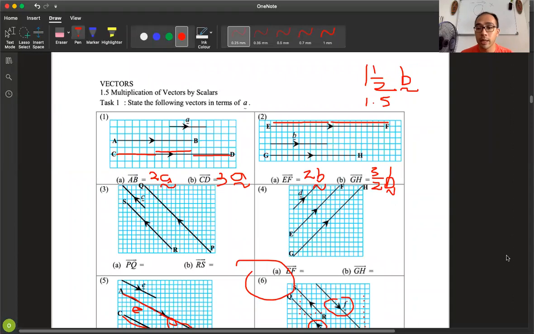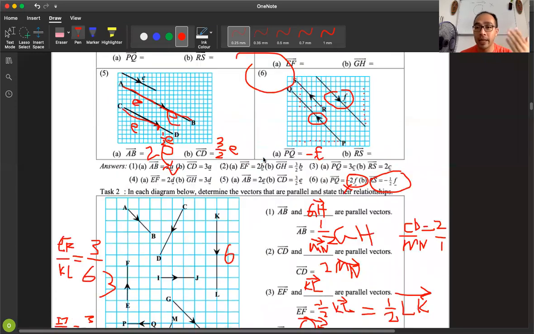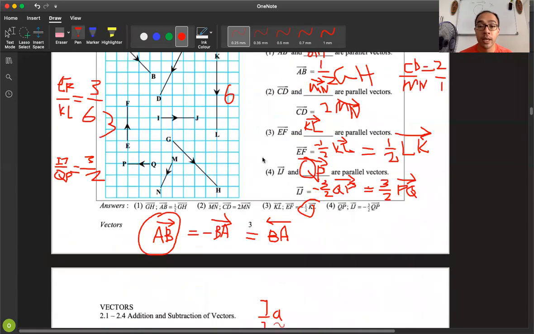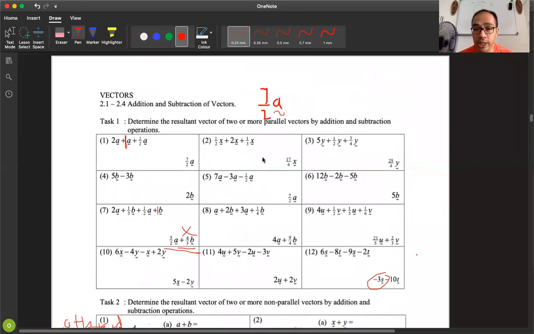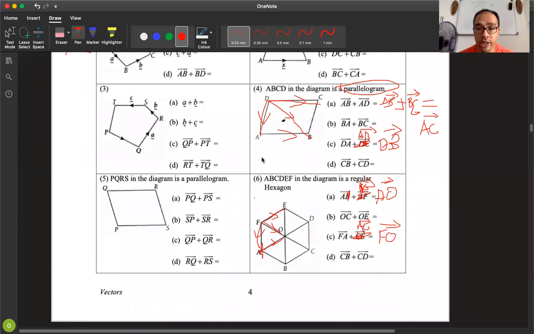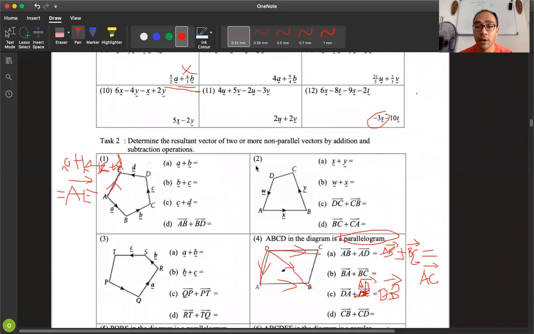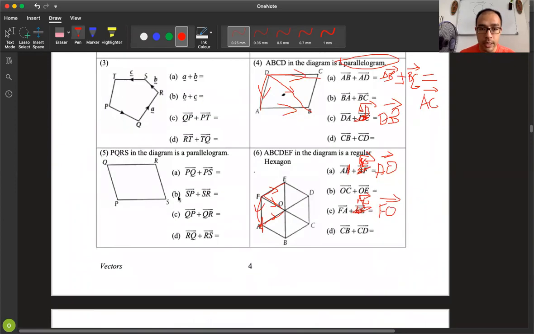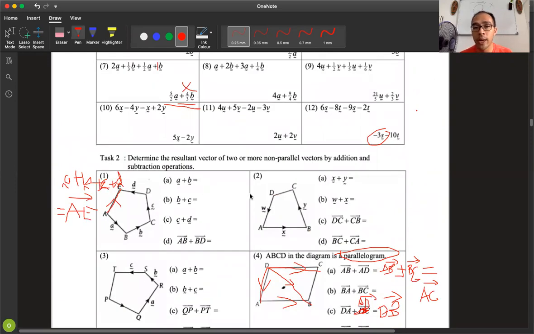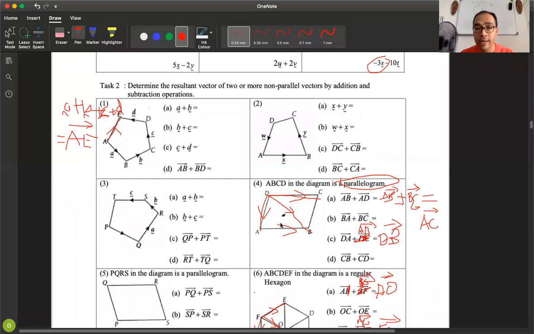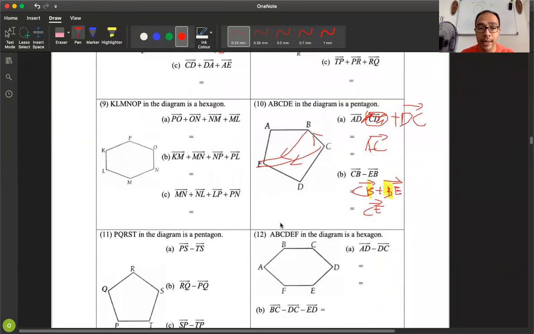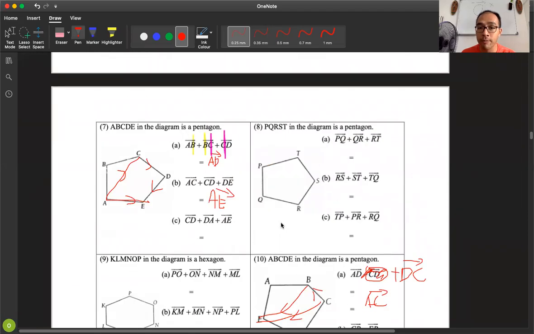Then after that, we learned about the multiplication of vectors by scalar, like what do these numbers in front of the vectors mean. Then of course the addition and subtraction of vectors. Of all the tasks today, the one that I really want you to focus on is the one on page 4 and page 5. If you know how to do page 4 and page 5, then at least you know that foundation is there. The first step towards learning vectors is building that foundation. So I want you to take some time to look at task 2 in page 4 and page 5.